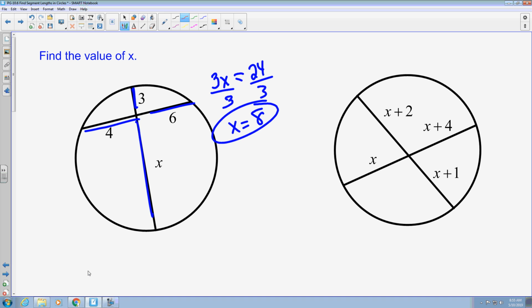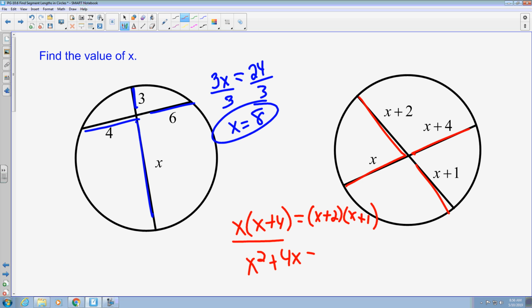Looking at the circle to my right, I have the product of these two values, so it's going to be x times x plus 4, and it's going to be equal to the product of these two values, which is going to be x plus 2 times the quantity of x plus 1. On this side of the equal sign, we're going to distribute. When I do that, I get x squared plus 4x. When I go over here, I get x squared plus 3x plus 2.